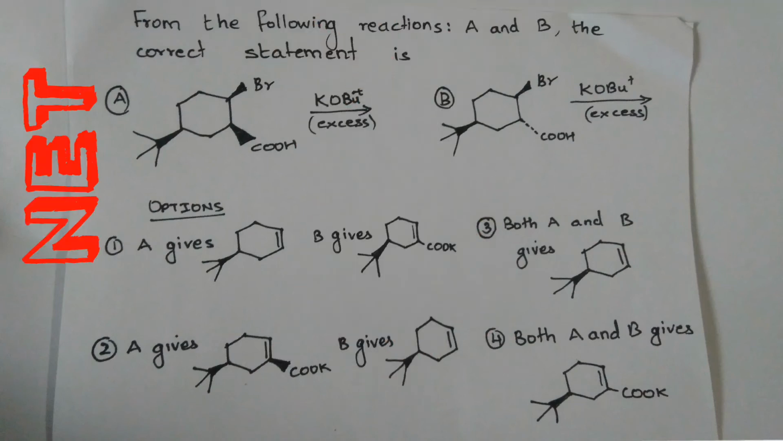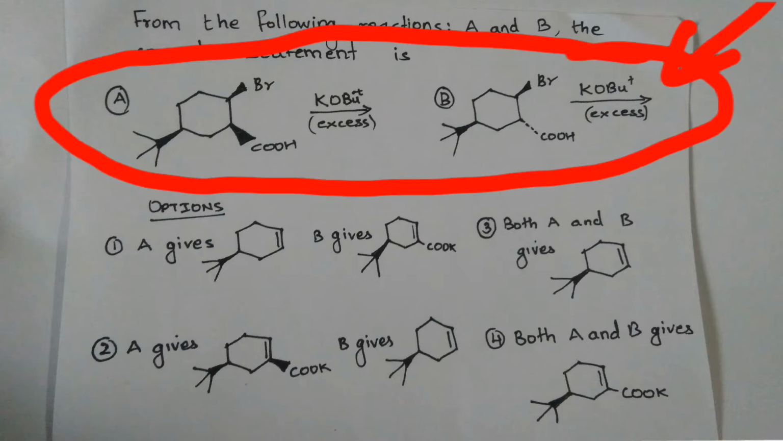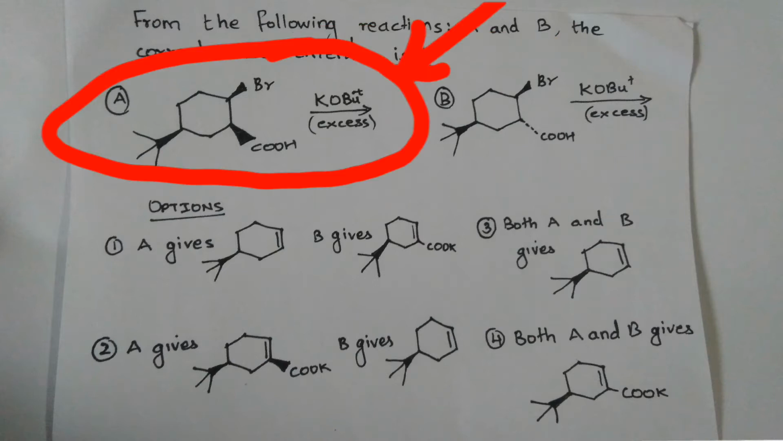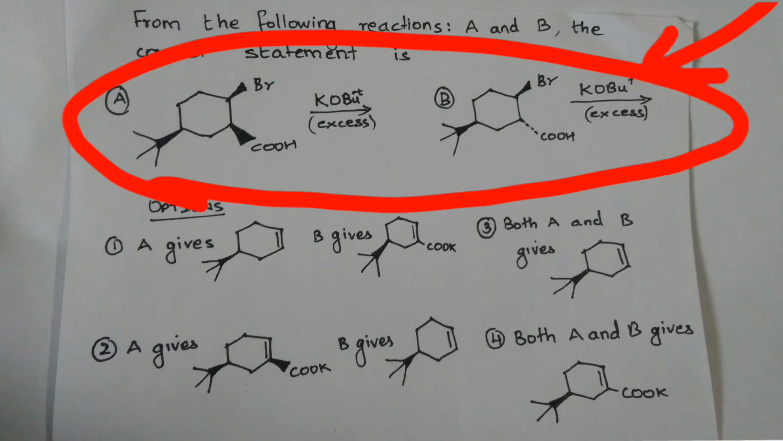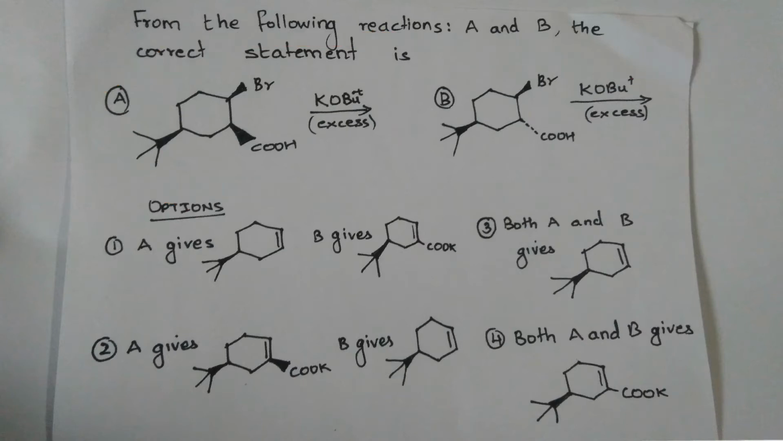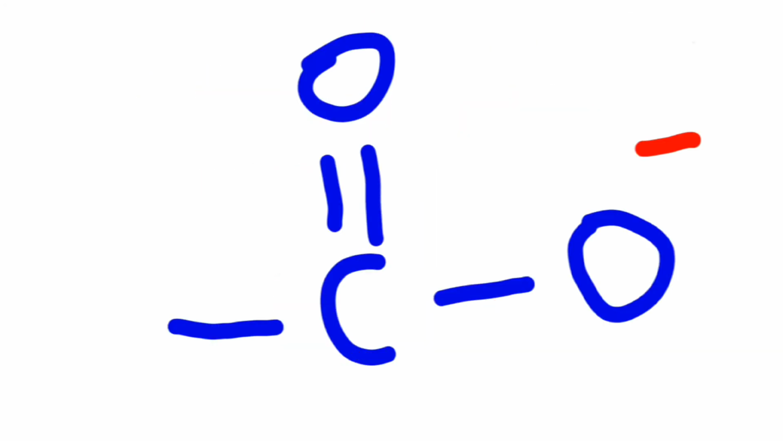Hello friends, in this video we will solve this question from CSIR NET exam. For the following reactions A and B, the correct statement is... we have this reaction, and in this the reagent is potassium tert butoxide, which is in excess. In here also we have potassium tert butoxide in excess, and these are the reactants. Since excess of base is used, the carboxylic acid will be in the form of carboxylate.